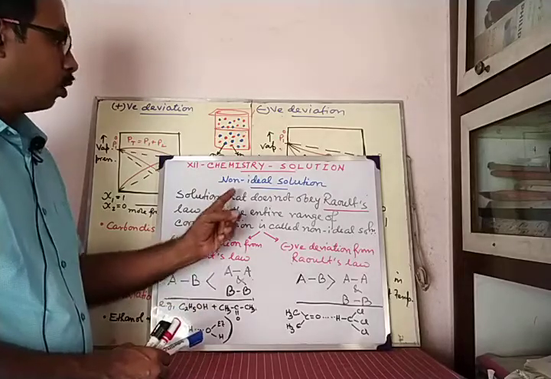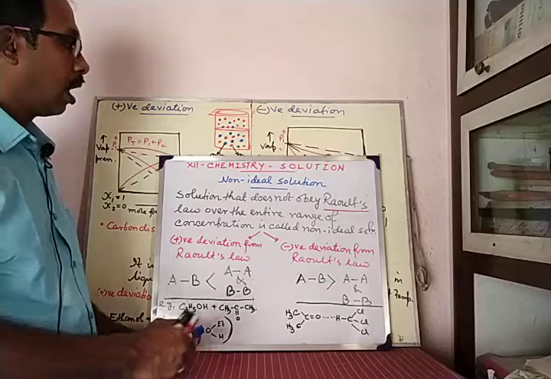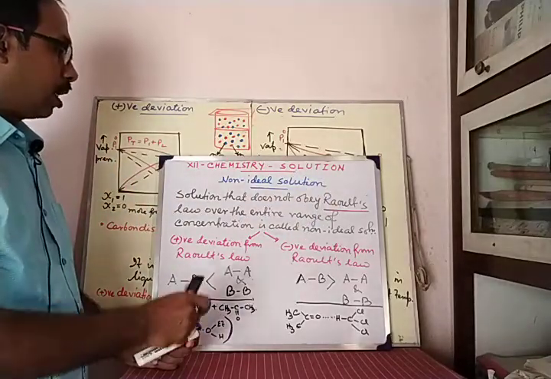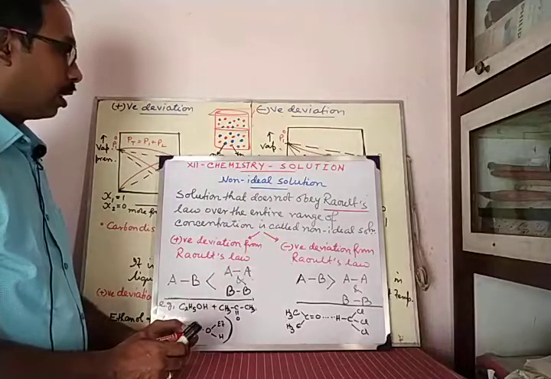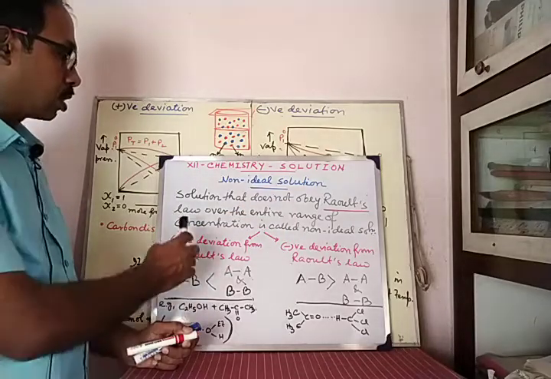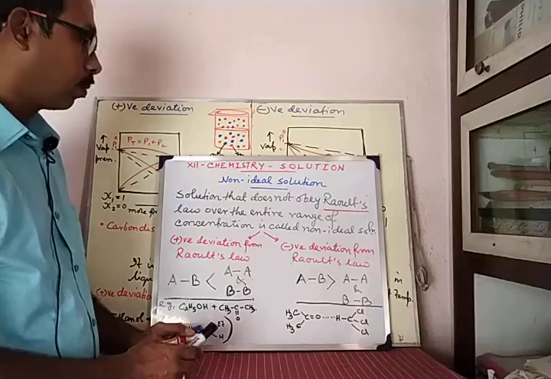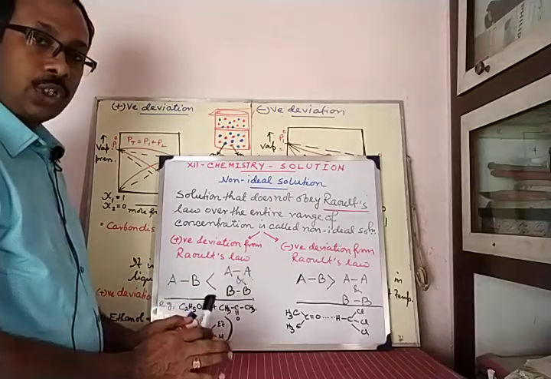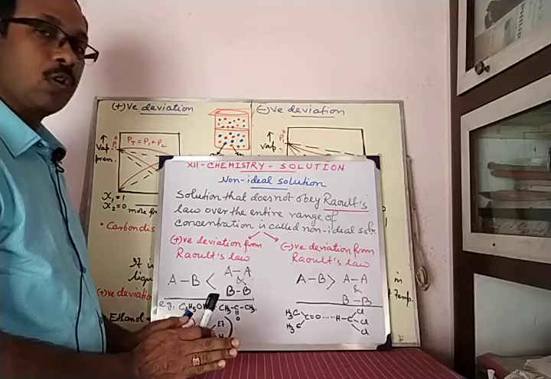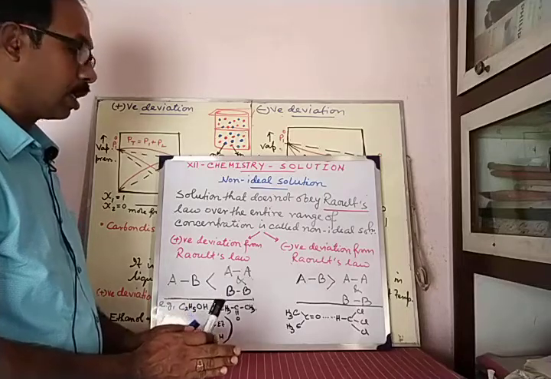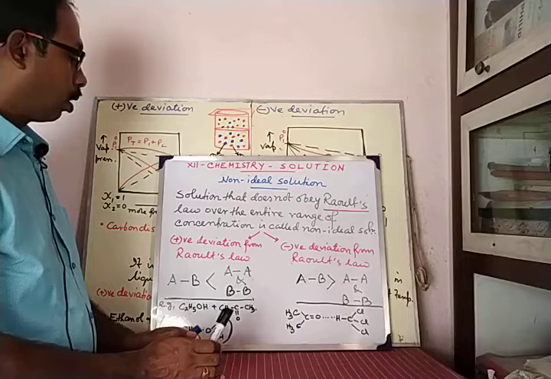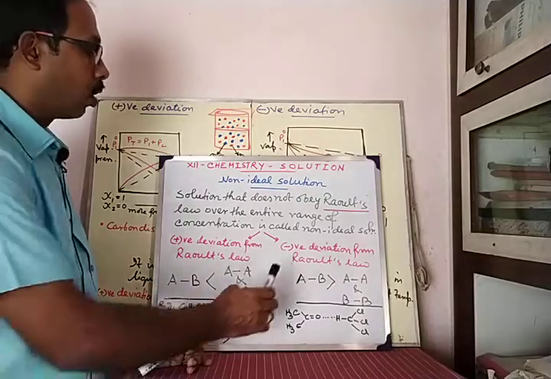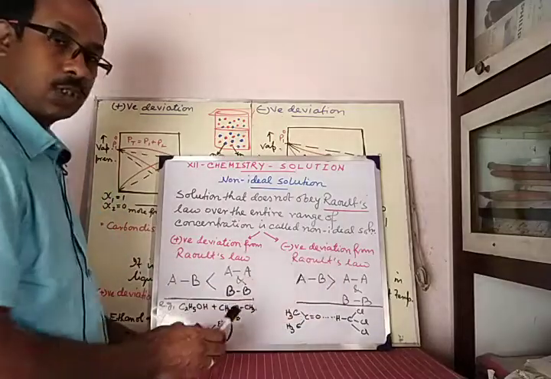Let us study non-ideal solution under the chapter solution. A non-ideal solution is one that does not obey Raoult's law over the entire range of concentration. That means the solution which is not obeying Raoult's law. There are two ways it is possible. One is called positive deviation from Raoult's law, another is called negative deviation from Raoult's law.